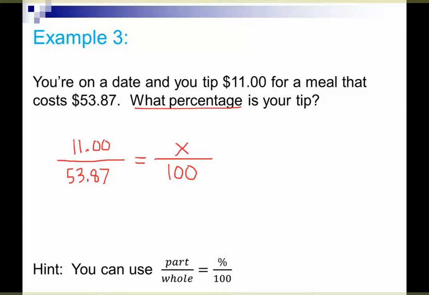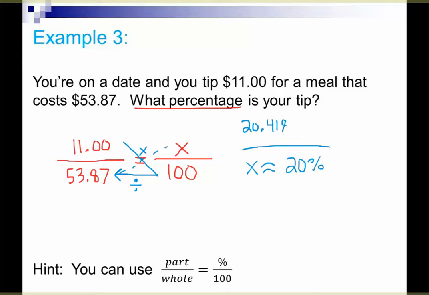Okay, well, you're going to multiply 11 times 100 in your calculator. You get 1100. So you multiply the two you know, and you divide by your third number. And that's something I definitely can't do mentally. 1100 divided by 53.87, and whatever you get, that should be your percent number. Now, when I type that into my calculator, I got 20.419, something like that. So I'm going to round that to 20%.